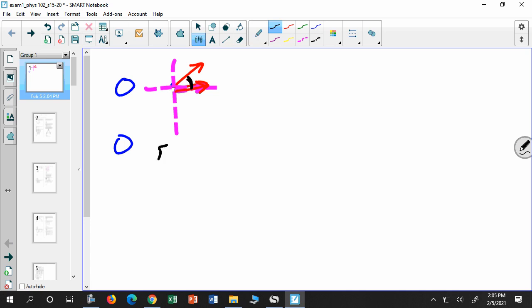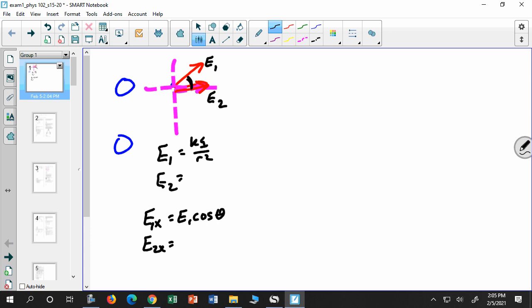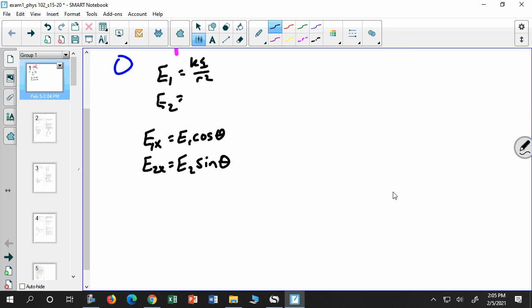Calculating the magnitudes, E1 and E2, might be a part. That's just going to be kQ over r squared. And then calculating, this is E1, and if this is E2, calculating the x and y components might be a part. So that would be, for example, E1x and E2x. That would be E1 cosine theta, E2 sine theta. And then once you get that, finding the magnitude and the direction of E.